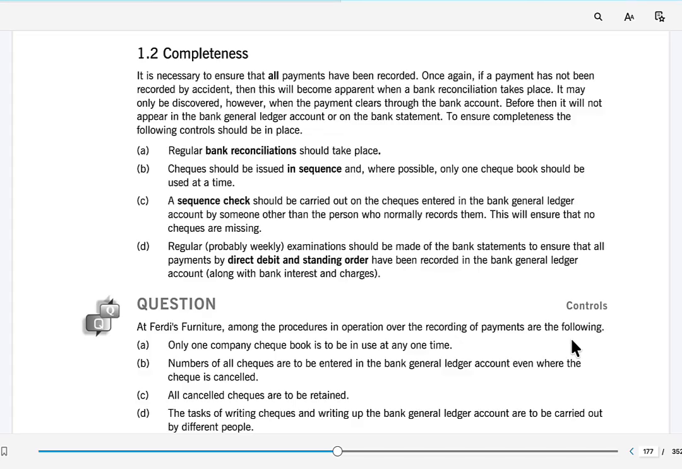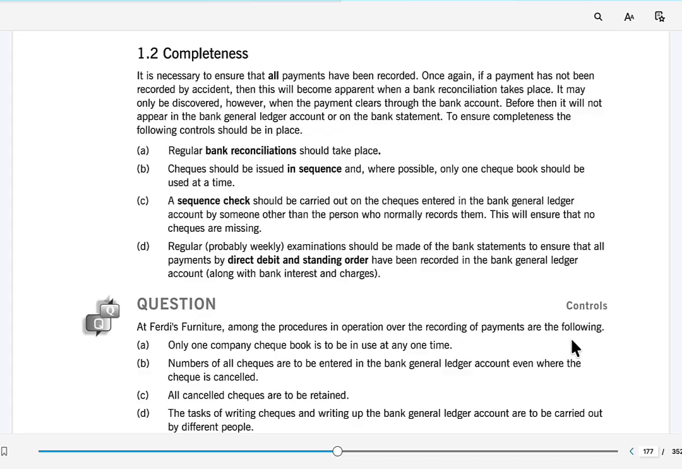The bank just takes the money, and later it shows on the statement. So the book says, bank statements should be examined regularly, probably weekly, to make sure all standing order and direct debit payments have been recorded in the bank ledger. This protects completeness because it ensures automatic payments are not missed. A very clear classroom example.